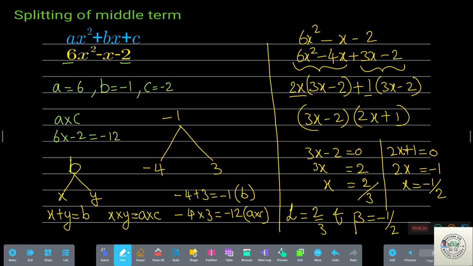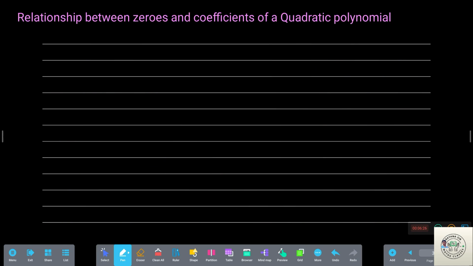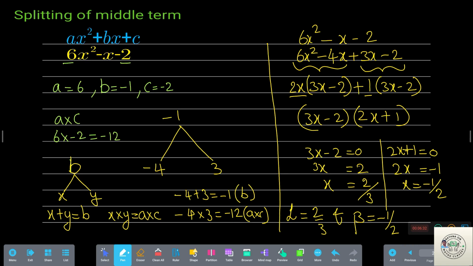Okay, so next we'll go to relationship between the zeros and coefficients of a quadratic polynomial. See here, we are having the values of a, b and c. a is 6, b is minus 1 and c is minus 2.